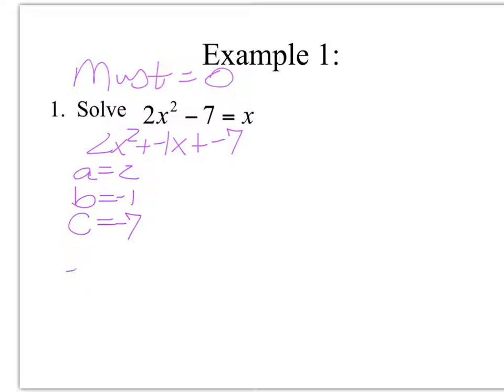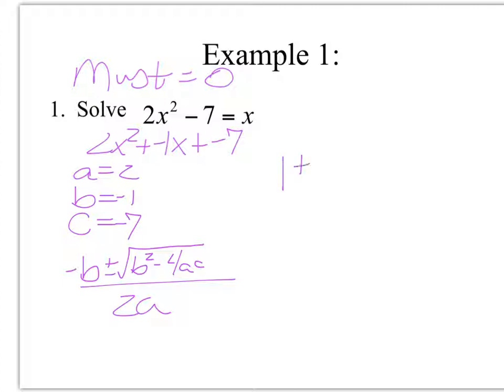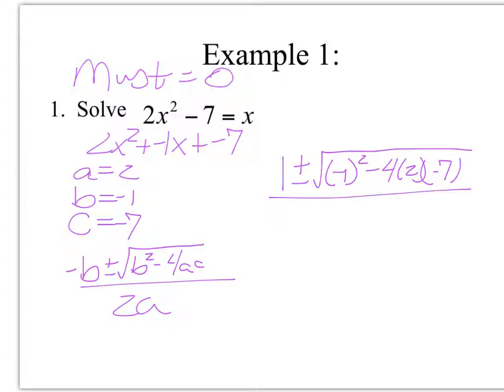The formula, again, is the opposite of b plus or minus the square root of b squared minus 4ac all over 2a. So all I'm going to do now is plug pieces in where they belong. So the opposite of b is negative 1, so the opposite's going to be positive 1, plus or minus the square root of negative 1 squared minus 4 times a times c, which is negative 7, all over a and 2.